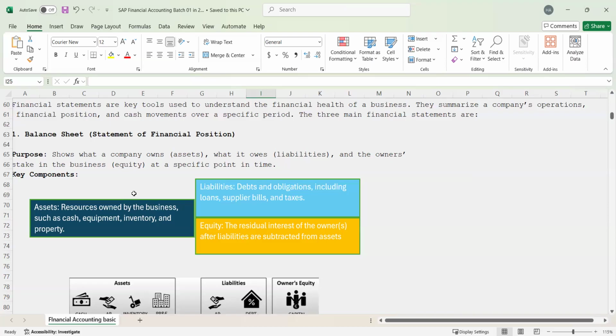So liabilities are debts, obligations, loans, supplier bills, and taxes. For example, if you deducted some tax from a vendor, those taxes are not your own. You are supposed to pay the government. Any form of taxes is a liability. You have to pay the government because the government says you must pay taxes, right?